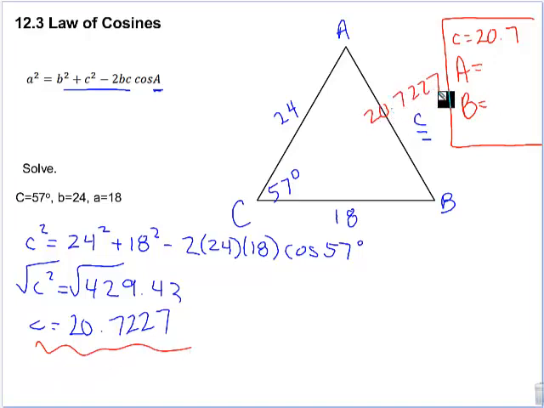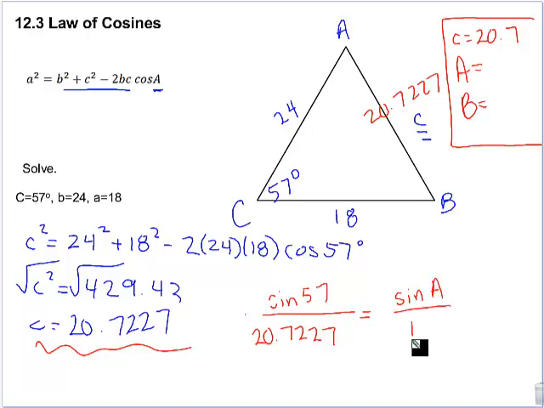How can we get the other 2 angle measures? Well, we can't just do the inverse of anything. We need to set it up and figure out what they are. Yeah, now we can do law of sines, because now we have angle 57 and side 20.7227. So we have angle C and side C that are opposite of one another. So now we can do the law of sines to find it. So sine of 57 over our opposite side, 20.7227, is equal to, doesn't really matter what other angle you find. Let's just find A, sine of A over 18.